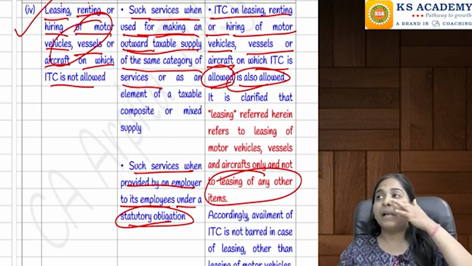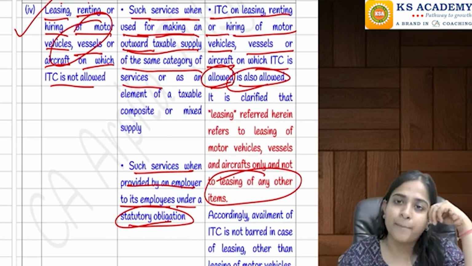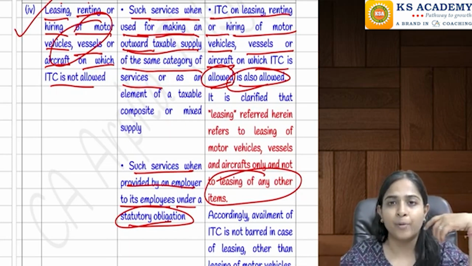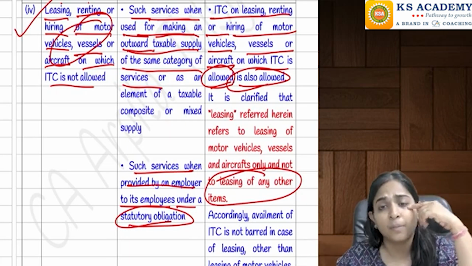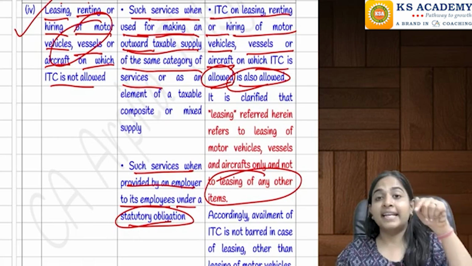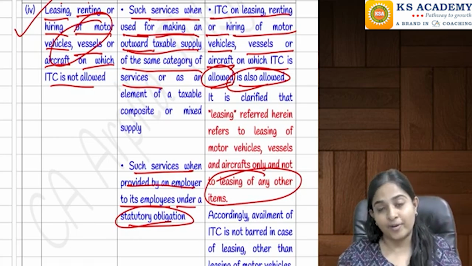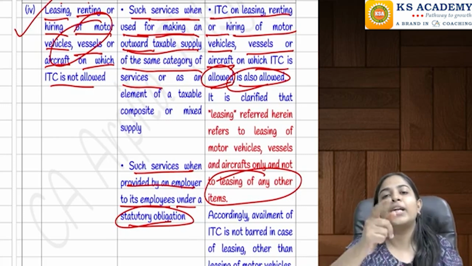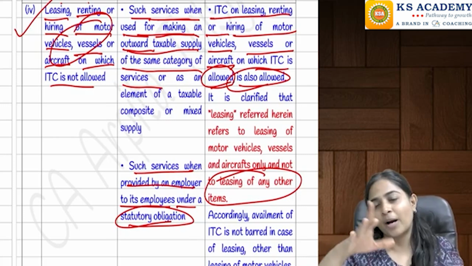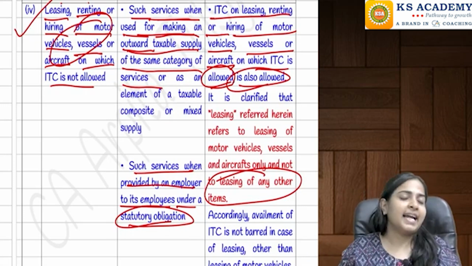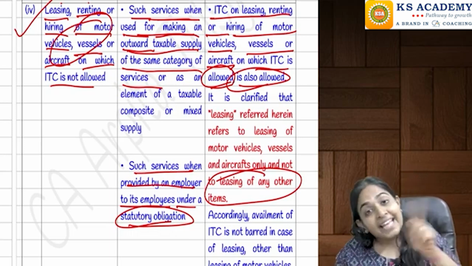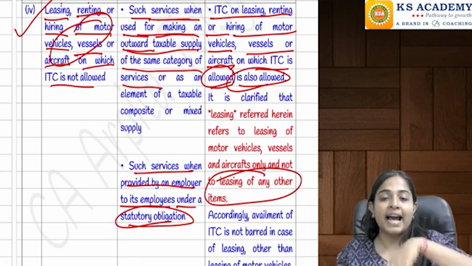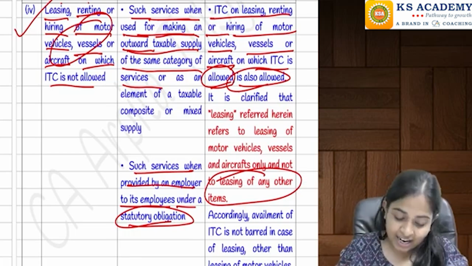Example, the employer is providing such services to the employee. The employer has taken a car on hire for the employee. Normally the company does it for the purpose of their directors. Then in that case, GST on that is totally blocked. ITC on that is totally blocked. But if the employer is supposed to do it under a statutory obligation, some law says you have to do it, then in that case the employer will have to do it. And in that case, GST credit on such leasing, hiring, renting services is totally allowed.